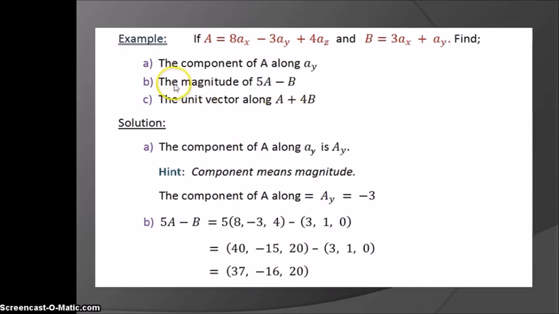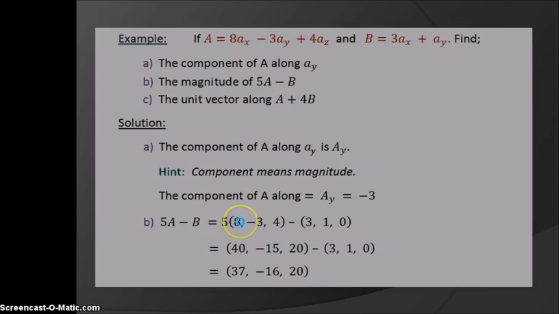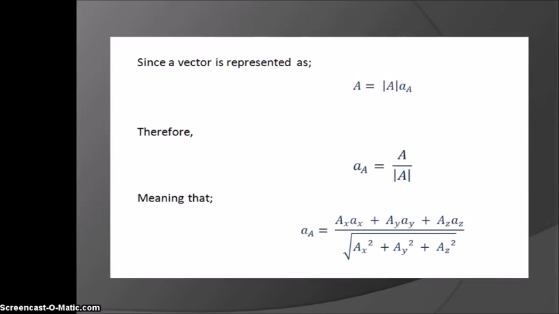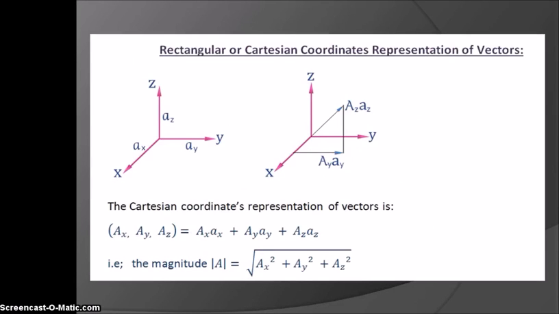The second question says the magnitude of 5A minus B. So first of all, we have to find 5A, which is just multiplying our vector 8, -3, 4. Just to take you back for you to see the comma notation representation of vectors, and the complete Cartesian or rectangular representation.